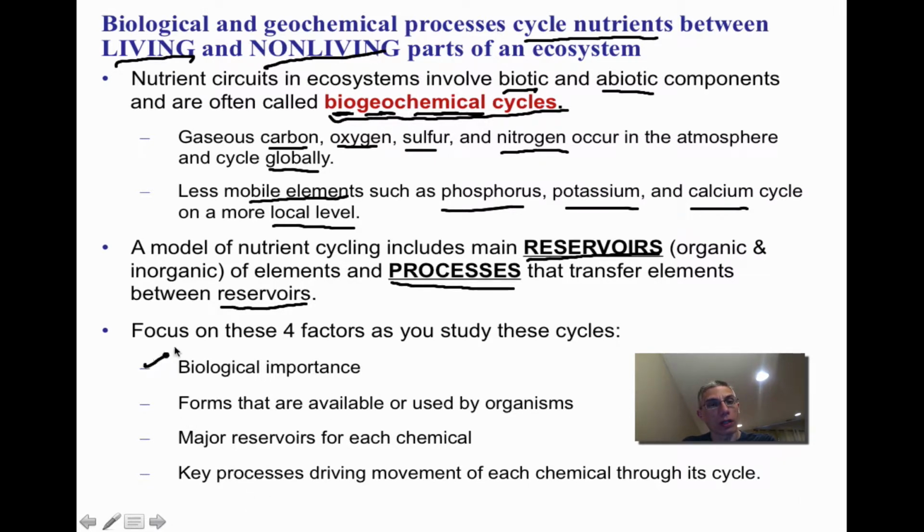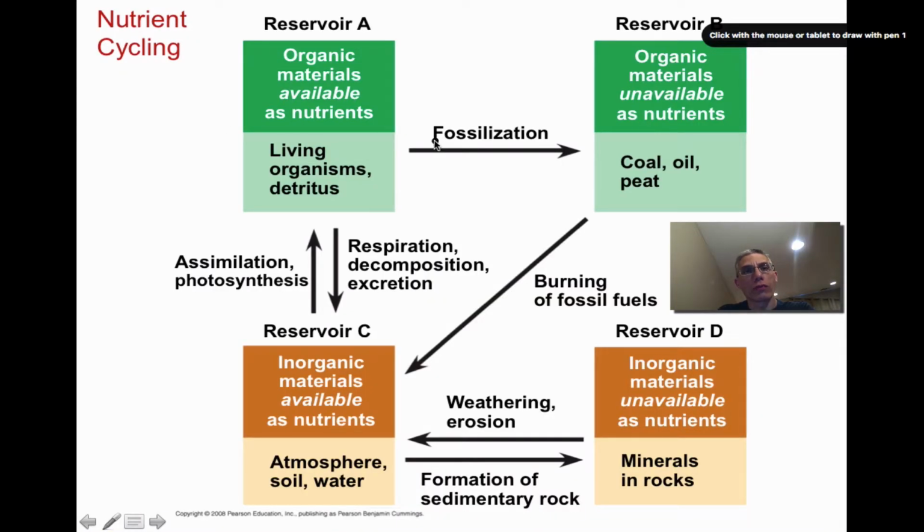We need to look at the biological importance of that particular cycle, the forms that are available or used by organisms in that cycle, major reservoirs for each chemical, and then key processes that are driving the movement of each chemical through its cycle. So real quick, this is just a really good example of nutrient cycling.